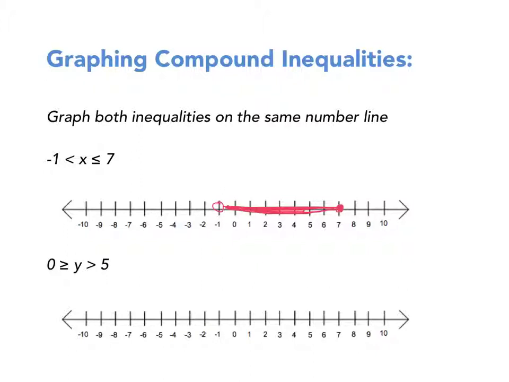With our second example here, we have y is less than or equal to 0 but greater than 5. So I need to put my circles first. I'm going to put a closed circle on 0 and an open circle on 5. I'm going to shade everything less than 0 and greater than 5. And that is how we graph compound inequalities on a number line.